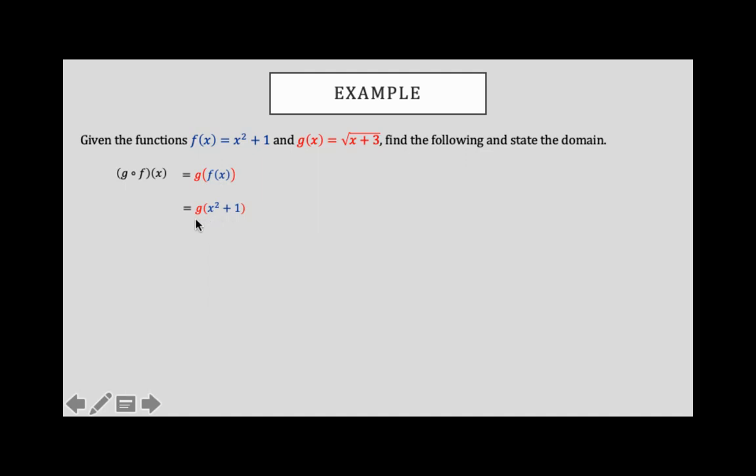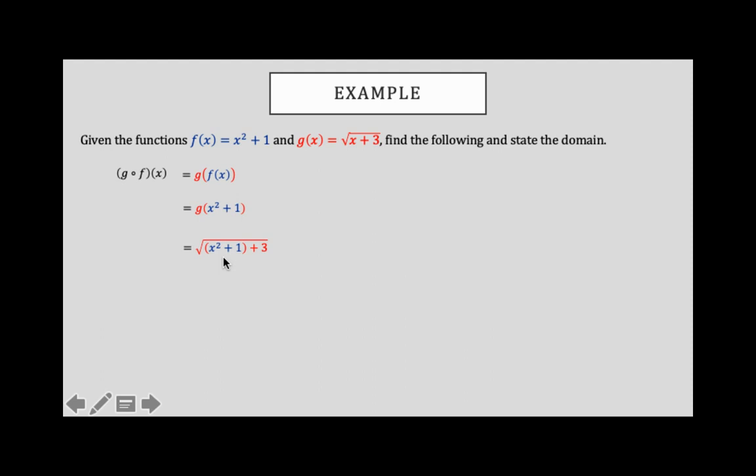Next, we need to evaluate g of x squared plus 1. That means for my function g, wherever I see an x, I'm going to replace it with an x squared plus 1. This gives me the square root of parentheses. And again, guys, whenever you go to plug something in, get in the habit of putting it in parentheses. What are we plugging in? We're plugging in an x squared plus 1. And where are we plugging it in? Wherever we see an x in this function g. So we get the square root of x squared plus 1, plus 3.